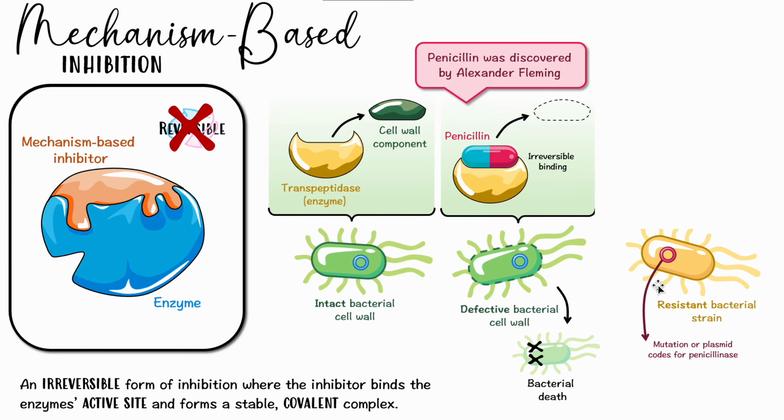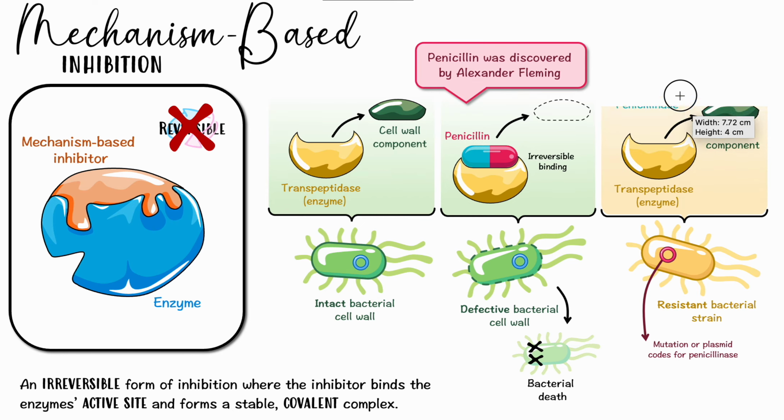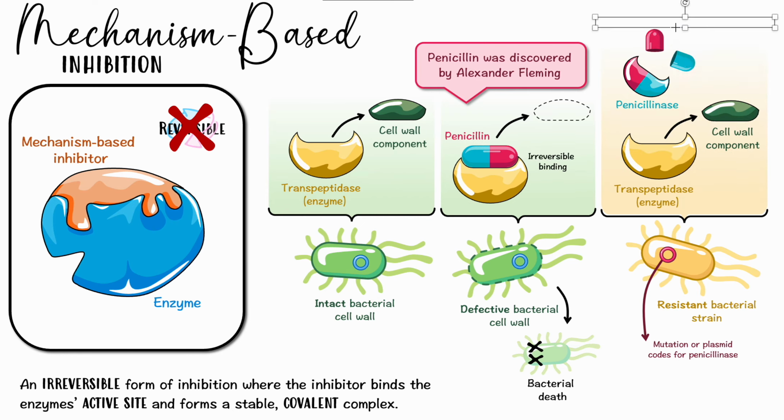Now, some bacteria have certain genes that make them resistant. It's a mutation, a specific gene mutation that allows them to make a certain molecule. Let me show you. These bacteria can make a certain molecule called penicillinase, so it makes a little enzyme like this.